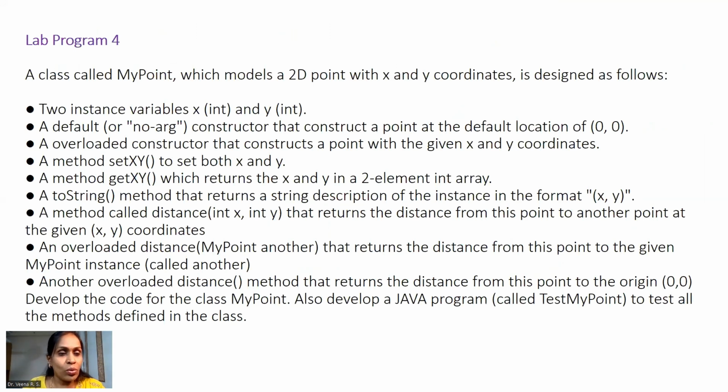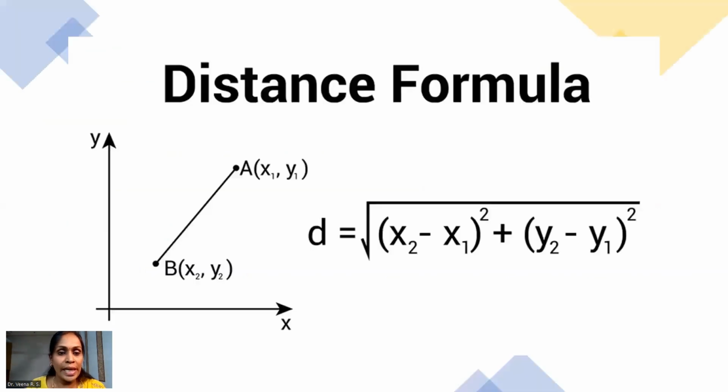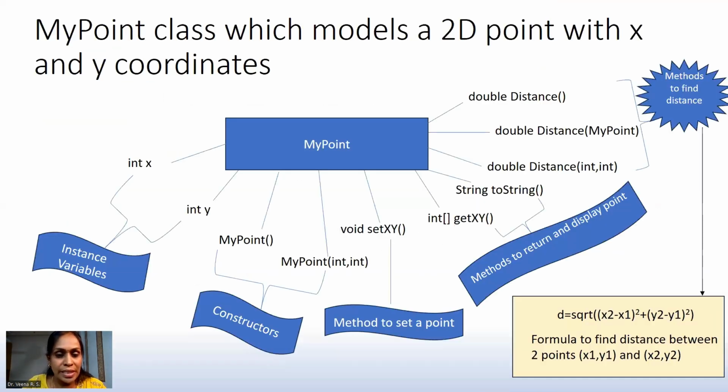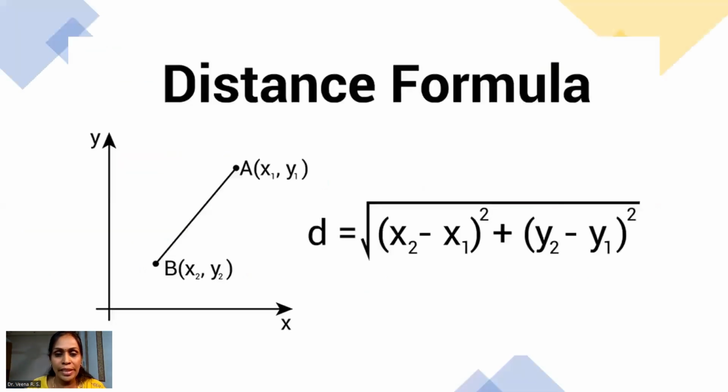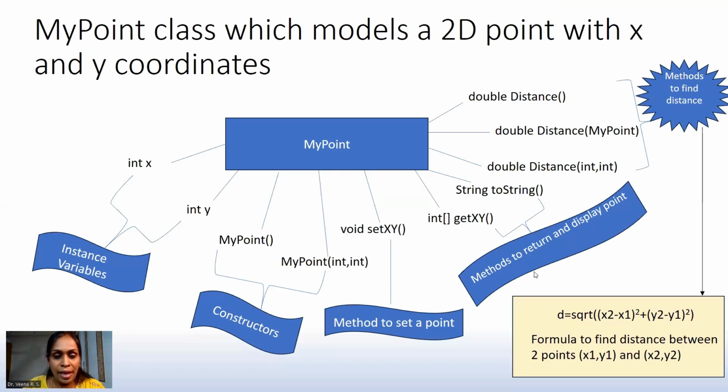The second point, if you go through, you need a default constructor. Default means a no-argument constructor, which should be able to construct a point at the default location of 0, 0. So that also I have listed in this particular visualization diagram. That is MyPoint without any parameters. The third member is the overloaded constructor. That means you should have one more constructor which is overloaded with two different values, X and Y coordinates, to construct a point. So that also I have listed here as MyPoint with two parameters, that is int X and int Y.